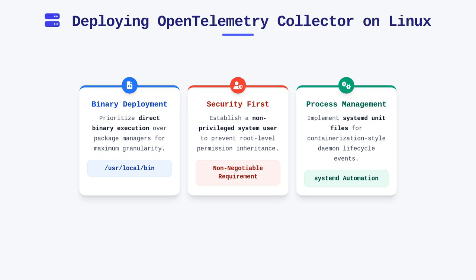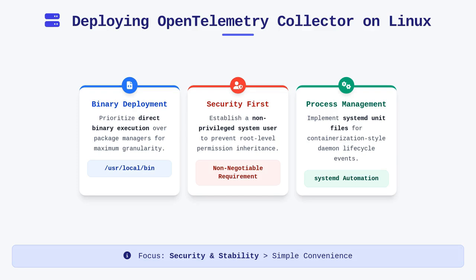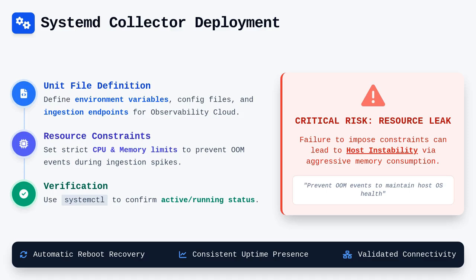Once the binary is correctly placed, our focus shifts toward containerization-style process management using systemd unit files to handle daemon lifecycle events. Operating the collector as a system-managed daemon ensures that the process survives reboots and maintains a consistent uptime presence on the host. You need to define a unit file that specifies the correct environment variables, including the essential configuration files and runtime flags that dictate how the collector maps to your Observability Cloud ingestion endpoints.